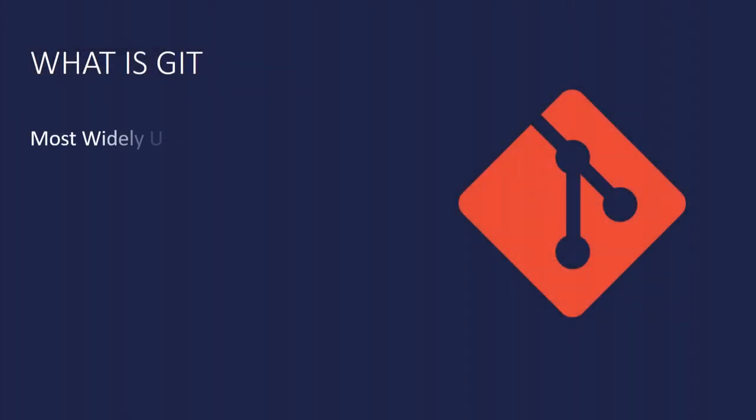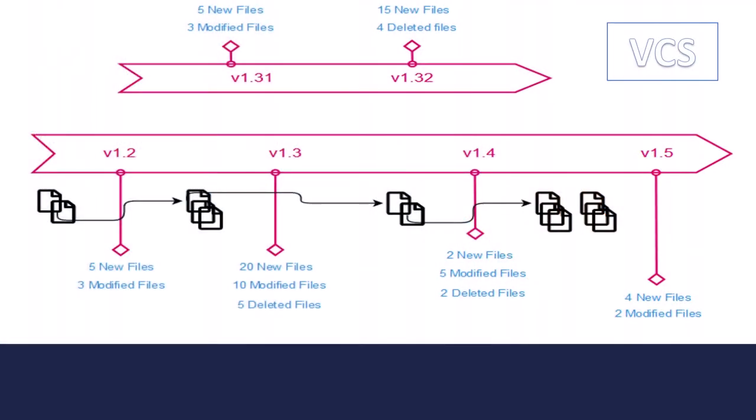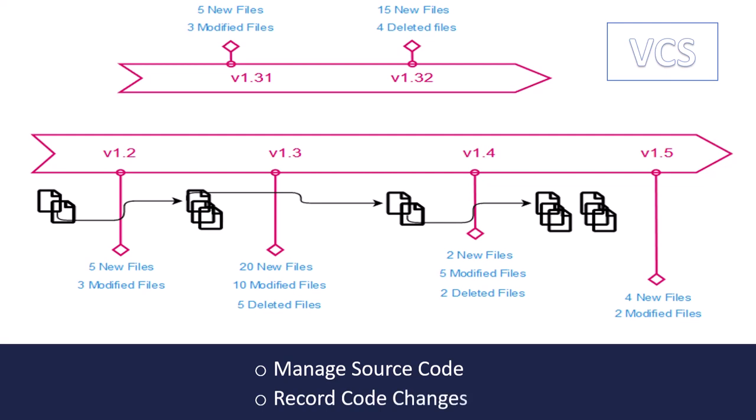Git is the most widely used version control system. A version control system, or VCS, is a system that manages and tracks changes made to a file, or a set of project files.